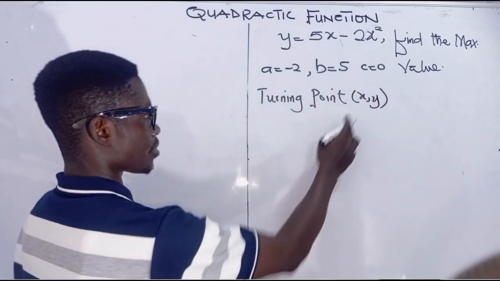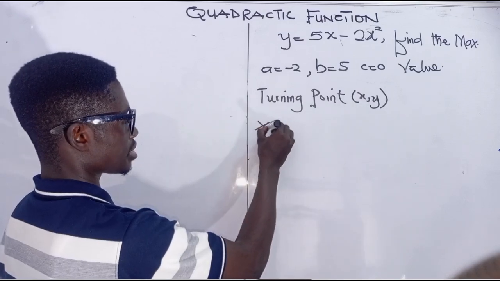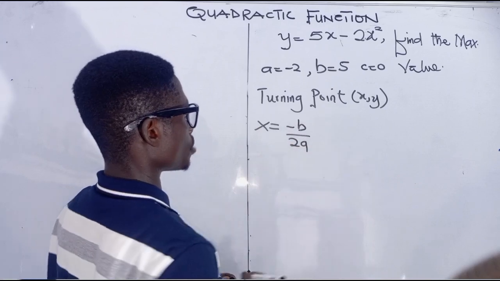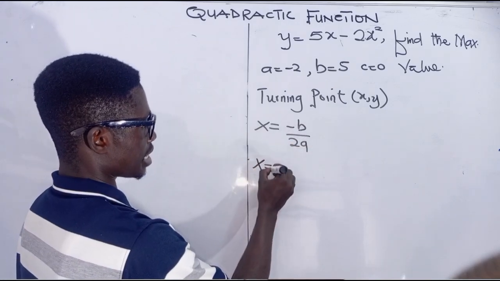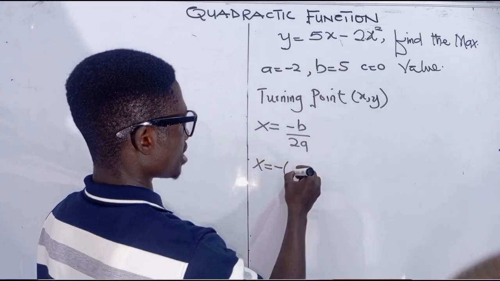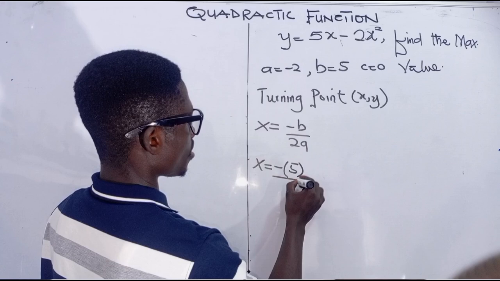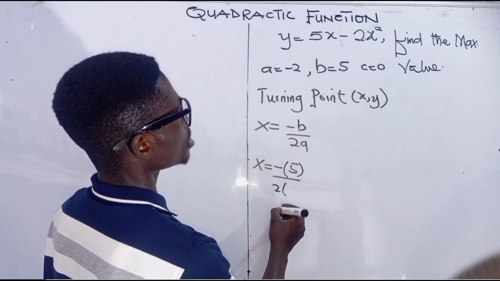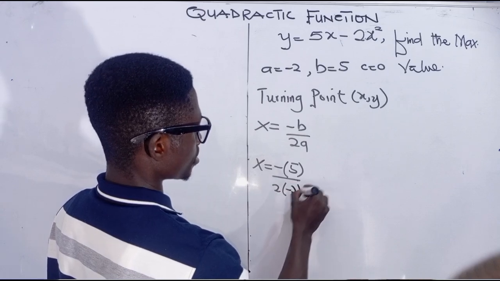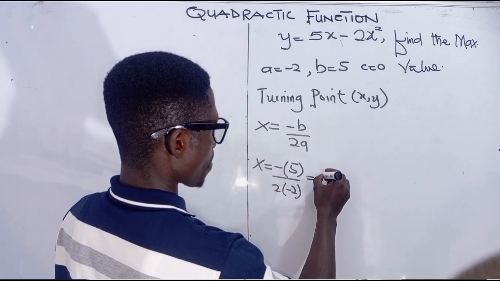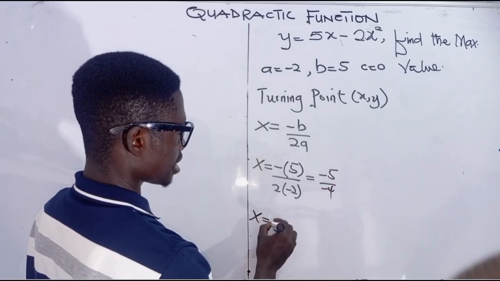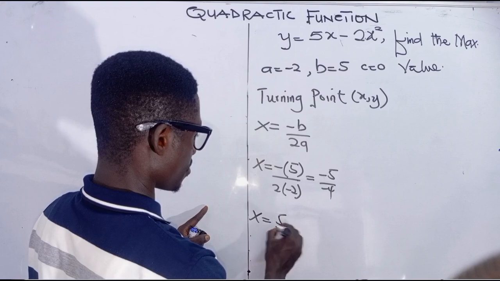In finding the turning point, we are going to find the x coordinate using the formula -b all over 2a. So we can say that our x is equal to minus our b, which is 5, all over 2 times our a, which is -2. So we are going to have -5 all over -4. So we can see that our x is equal to 5 over 4.